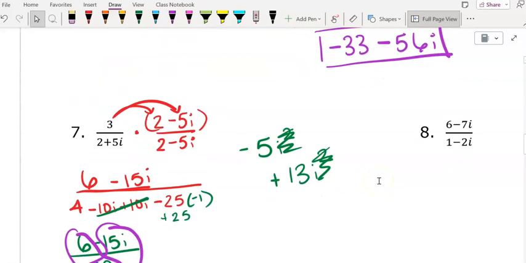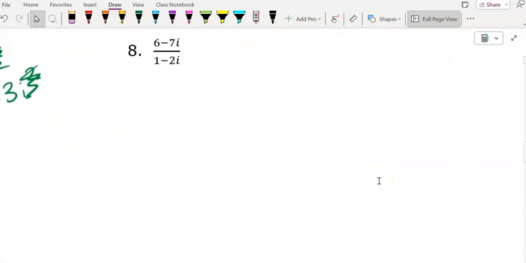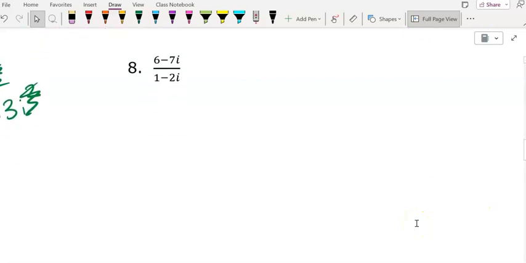Okay. All right, let's do number 8. Number 8 right here. Same exact kind of concept as what we just did on number 7, except unfortunately, fortunately, however you want to look at it, I have a binomial on top and bottom. So I'm going to multiply both top and bottom by the conjugate of the denominator. Remember, that just means that I'm changing the sign in front of that imaginary number. So it's like going 1 plus 2i.